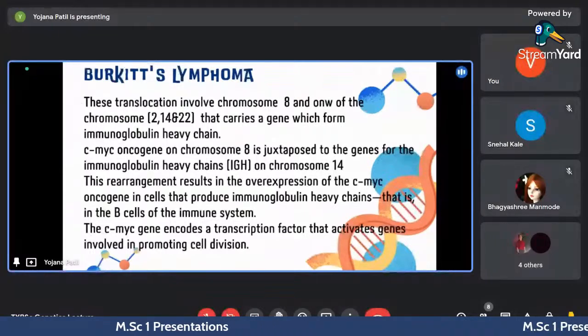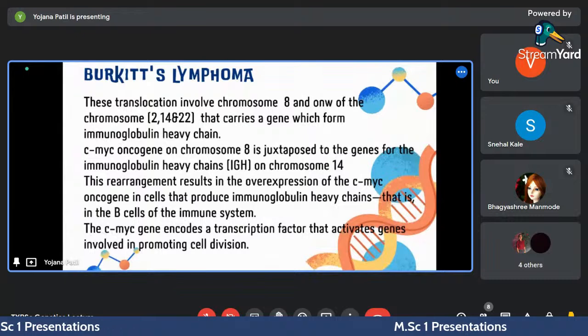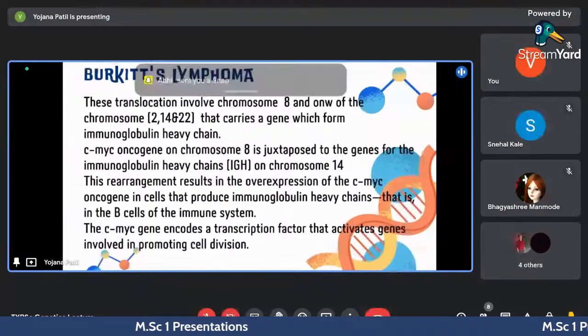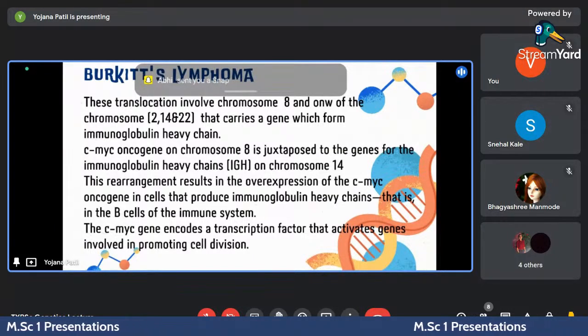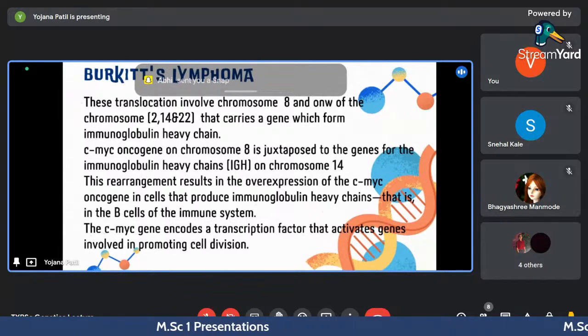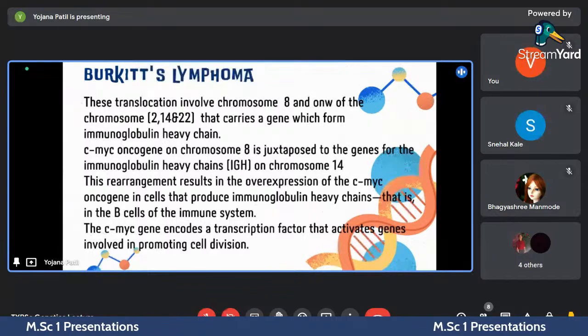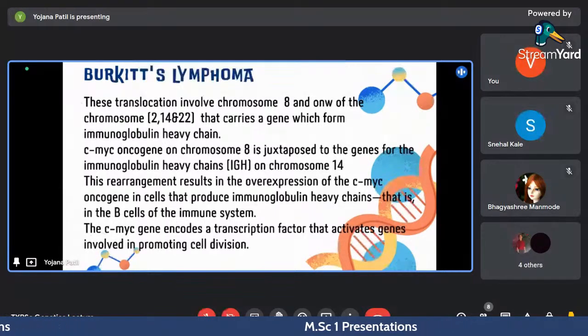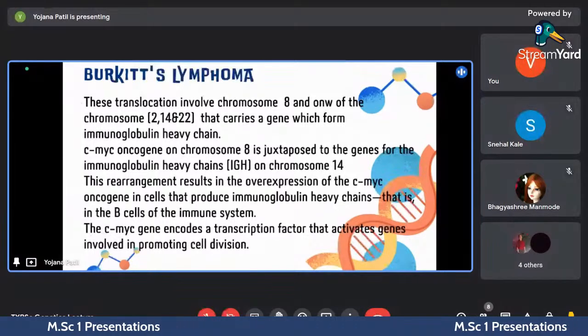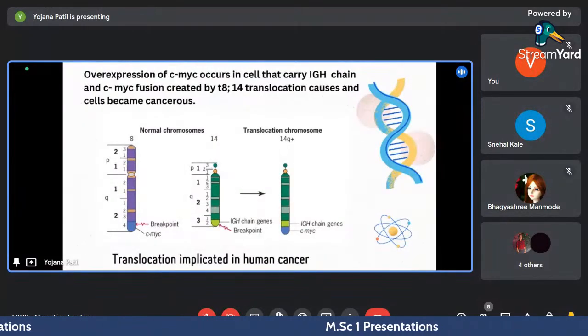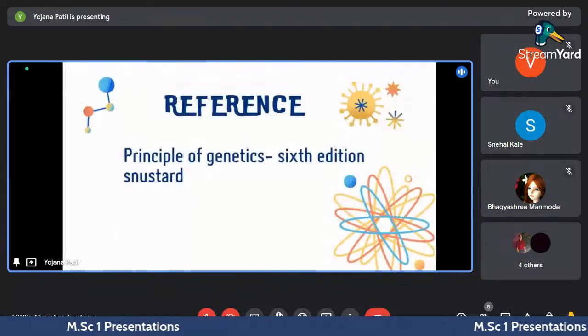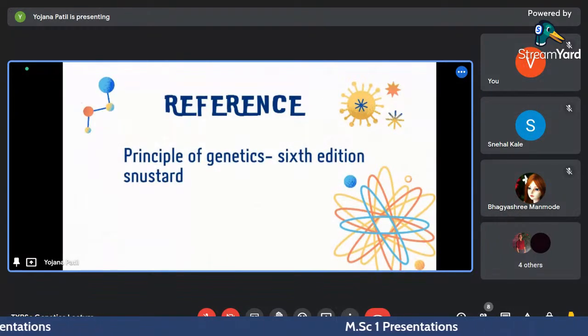Consequently, the overexpression of this CMYC gene occurs in cells which carry the immunoglobulin heavy chains, and the CMYC fusion created by an 8;14 chromosome translocation causes those cells to become cancerous. Here is a diagrammatical view of Burkitt's lymphoma, how it is caused and how this translocation takes place in humans. These are the references which I referred, and thank you.